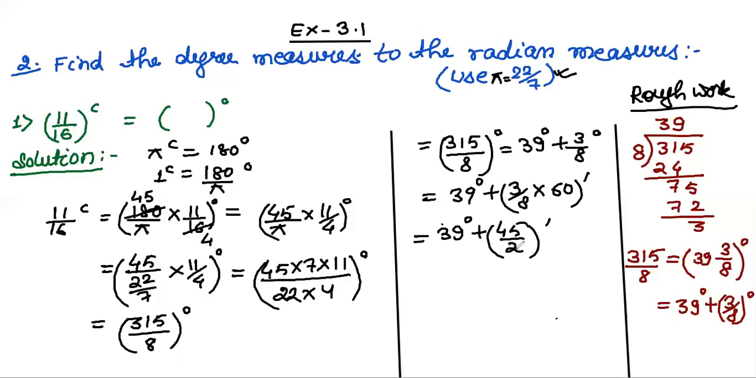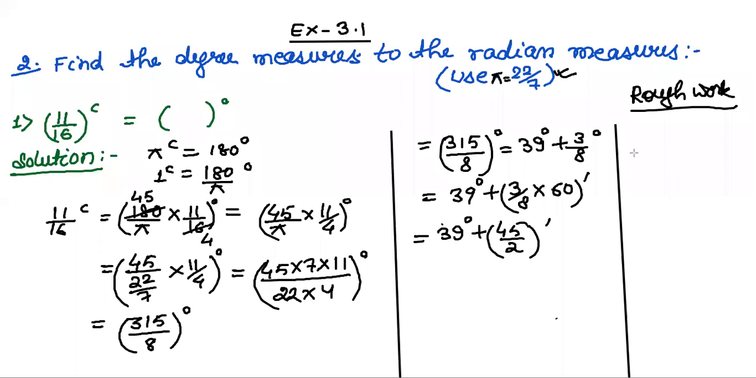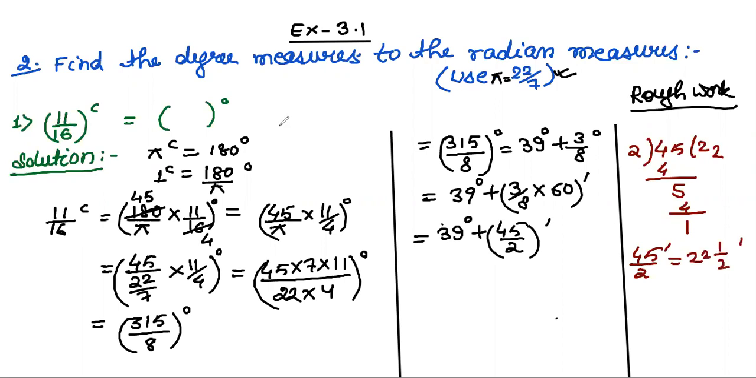Now again we will divide. 45 is divisible by 2, so we'll write 2 into 45: 2 into 2 is 4, and here 5, then 2 into 2 is 4 again. So we can write 45 by 2 minutes as 22 1 by 2 minutes. So we'll write it as 39 degree plus 22 1 by 2 minutes.